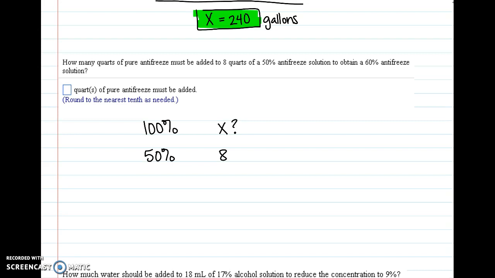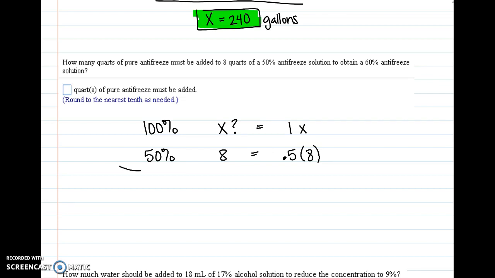Okay? So, 100% of X quarts gives me 1.00 or 1 times X. 50% of 8 gives me 0.5 times 8. Which, by the way, is 4 quarts, right? 50% of 8 quarts is 4 quarts.